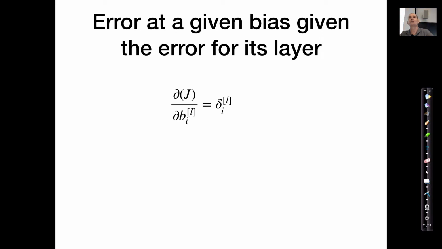For a bias, it's really pretty simple, because if we think about it, z is equal to wx plus b. So dz/db is equal to 1. So that's where we get our 1 here. We just take the error for the weighted sum, and that is the error for the bias.